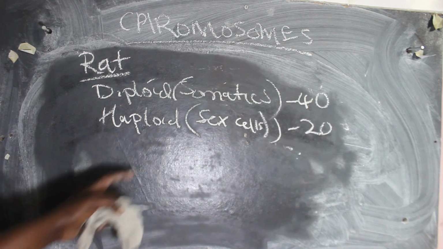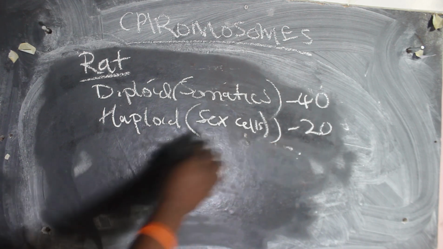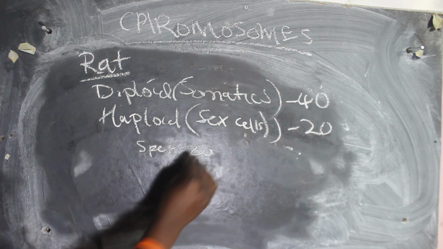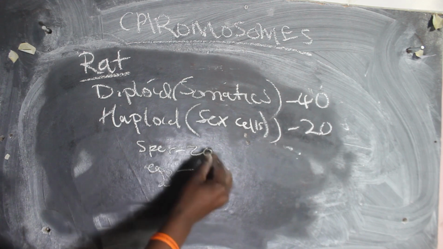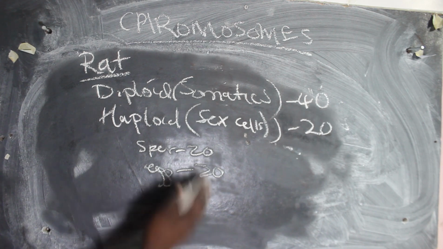So for the rat also, when they are mating, the sperm of the rat will have 20, and the egg of a rat, those are mammals, will also have 20. So each will donate 20. For you human beings, each gamete has 23. You have to remember that.